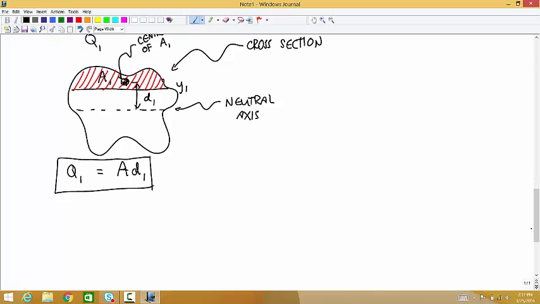Okay, so can this be negative? Nope. It's an area times a distance. So this is the area of the region above Y1.